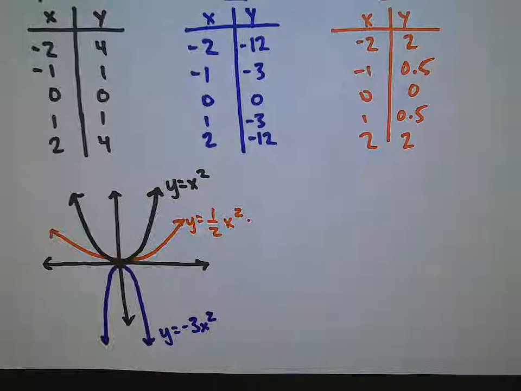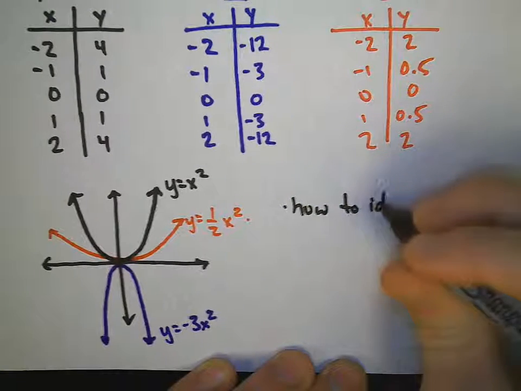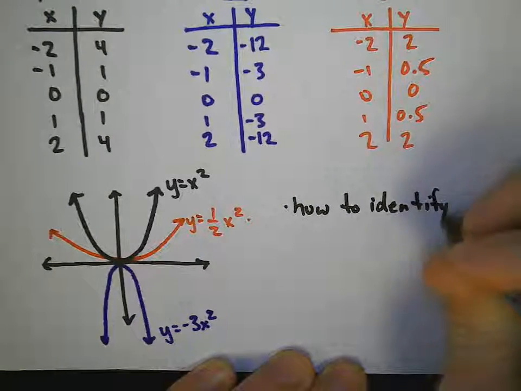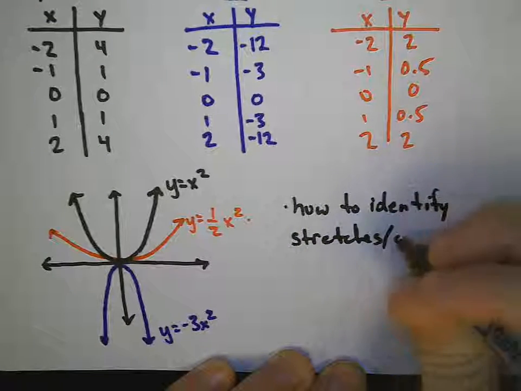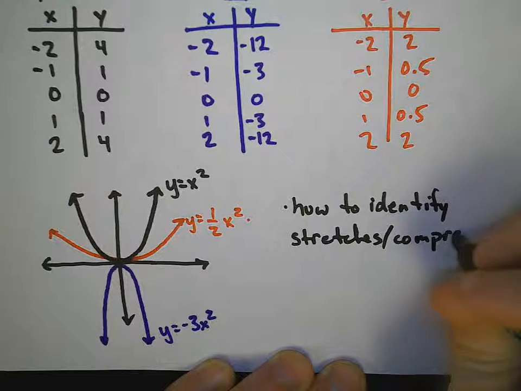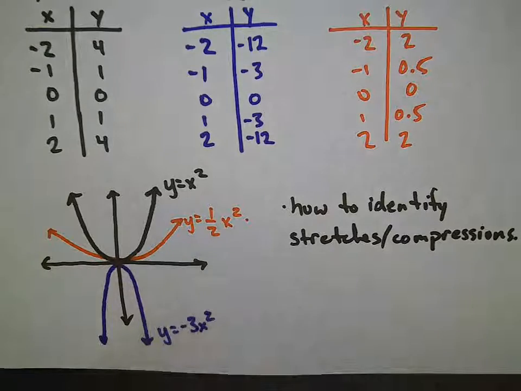Key things that you need to know from this lesson going forward is how to identify stretches and compressions, and direction of opening up or down. That's a very quick 6-minute review of stretching and reflecting parabolas for you.